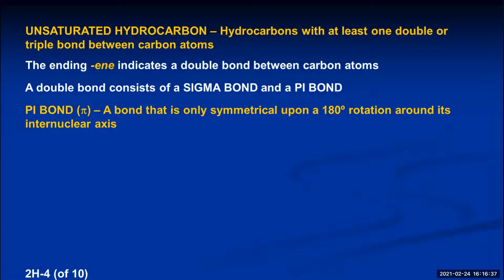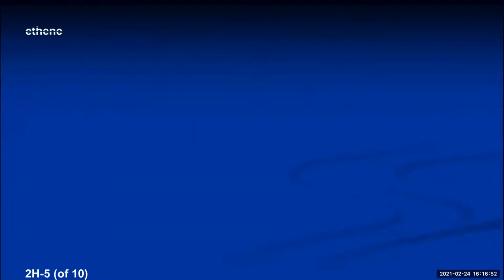So let's look at the simplest unsaturated hydrocarbon. Because you need to have a double bond between two carbons, there are no unsaturated hydrocarbons with only one carbon, so there isn't any methene. You have to have at least two carbons, so the simplest unsaturated hydrocarbon is called ethene. And ethene's formula, as it turns out, is C2H4.